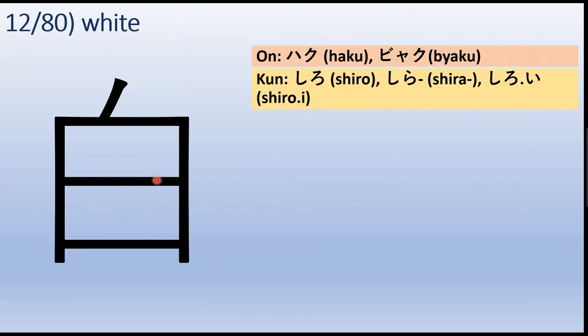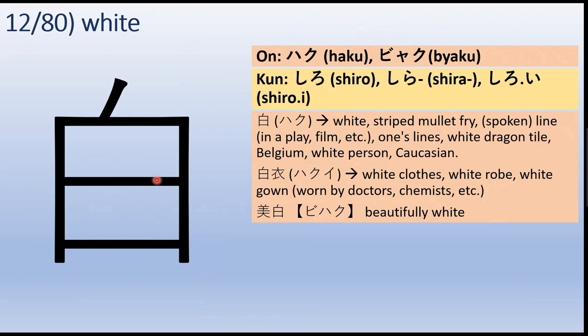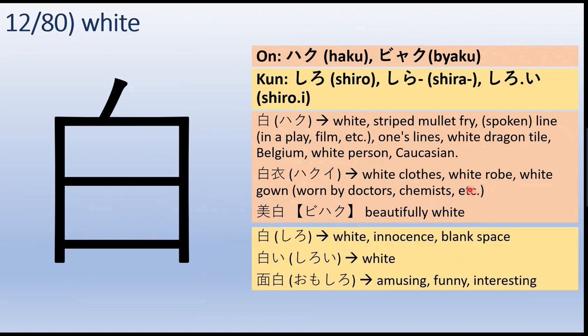It represents white. So the on reading is haku or byaku, and the kun reading is shiro, shira, or shiroi. Haku means white or stripped mullet fry, spoken line in a play, film, etc. One's lines, white dragon tile, Belgium, white person or Caucasian. Then we have hakui, which means white clothes, white robe, white gown, especially worn by the doctors, chemists, etc. Then we have bihaku. Bihaku means beautifully white. In the kun reading, we have shiro, which means white or innocence or blank space. And we have shiroi, meaning white as well.